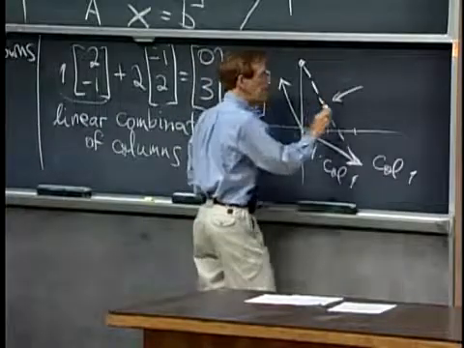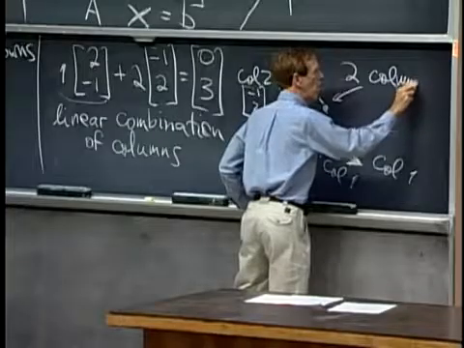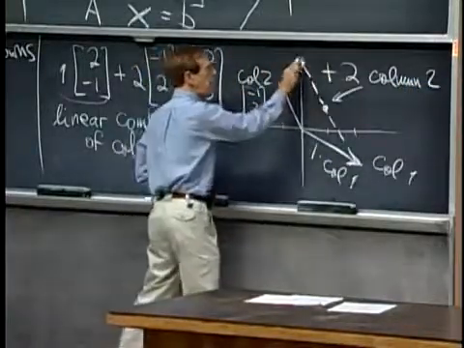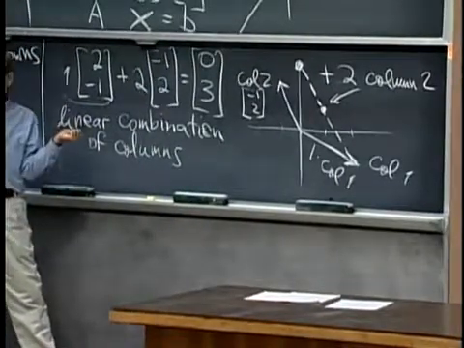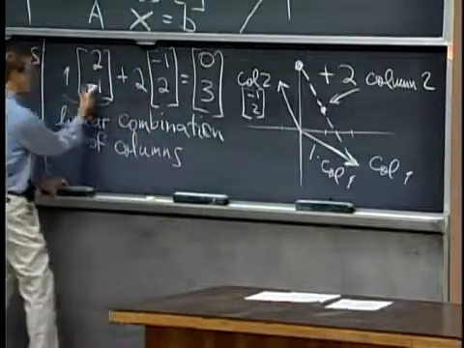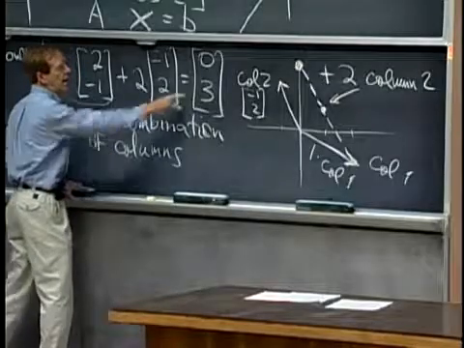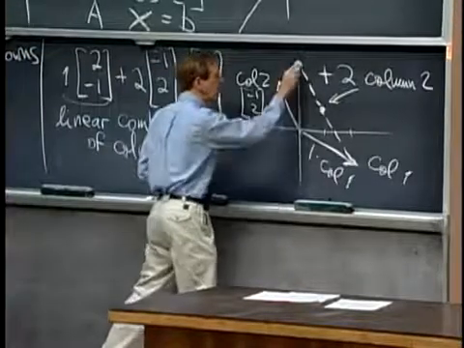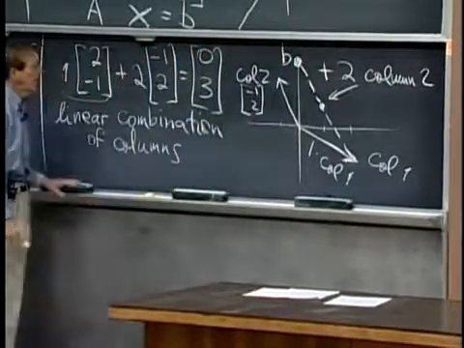So what I've put in here is 2 of column 2 added on. And where did I end up? What are the coordinates of this result? What do I get when I take 1 of this plus 2 of that? I do get that, of course. There it is. X is 0, y is 3. That's b. That's the answer we wanted.